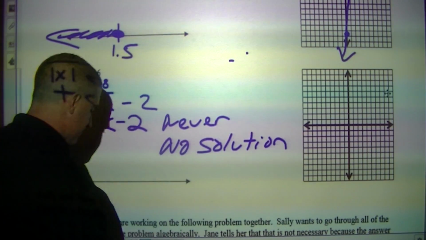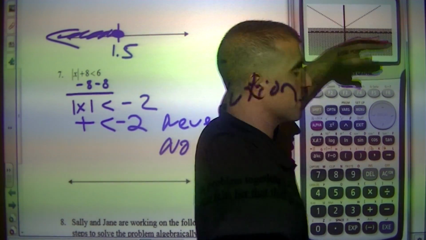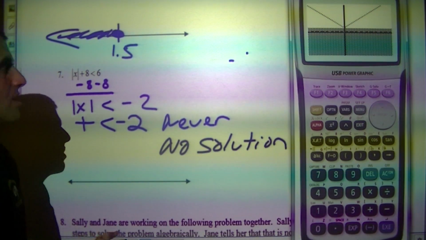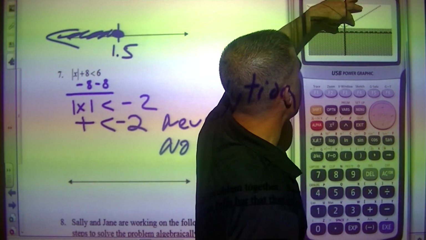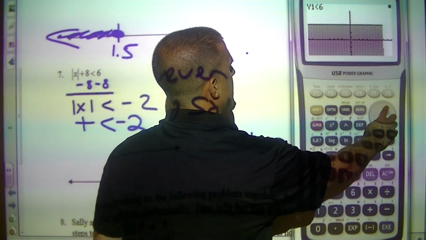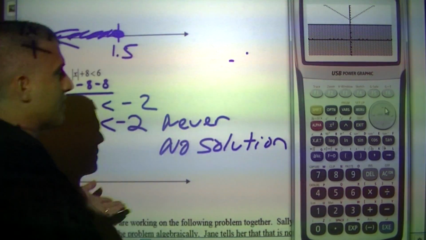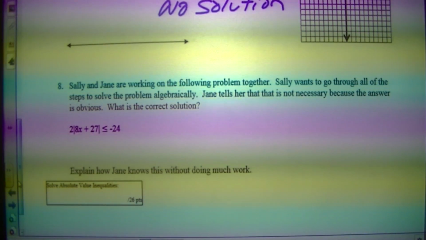And as you can see, there's no intersection in the graph there. The shading is below -2 and my absolute value. Let me zoom in so you can see a little bit better. As you can see, they don't even intersect. All the shading is down below, nothing's even going near the absolute value. So that's why it's no solution.